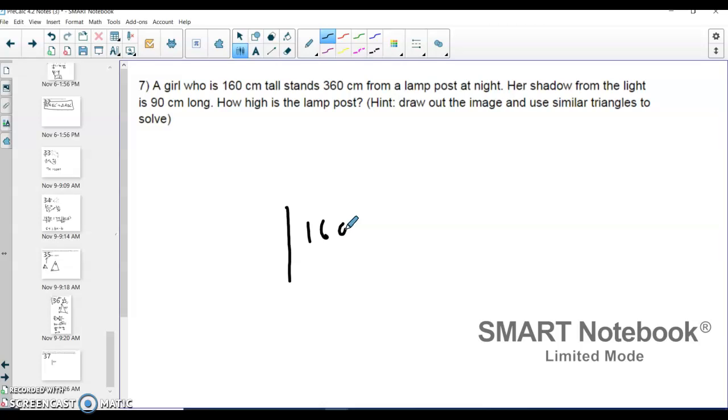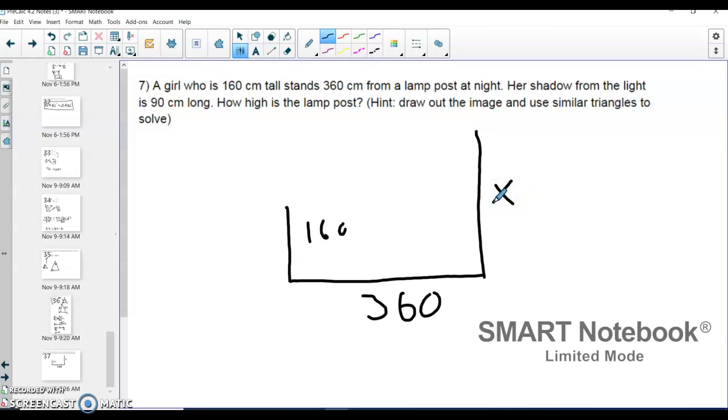All right, going to the next piece of information. Okay, she's standing 360 centimeters away from a lamppost. And so she's standing here, well, somewhere over here, 360 centimeters away, there is a lamppost at night. Okay? So now we've got two pieces of information. We've got her standing at 160. We've got this lamppost that's 360 away, and we don't know the height of that lamppost. So we're going to just kind of call it X, or we could even leave it blank right now.